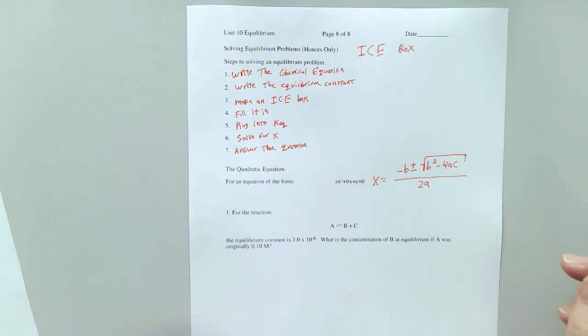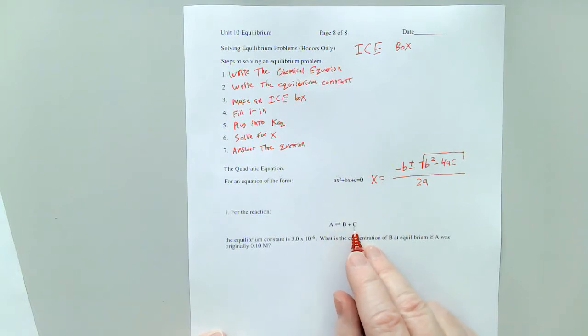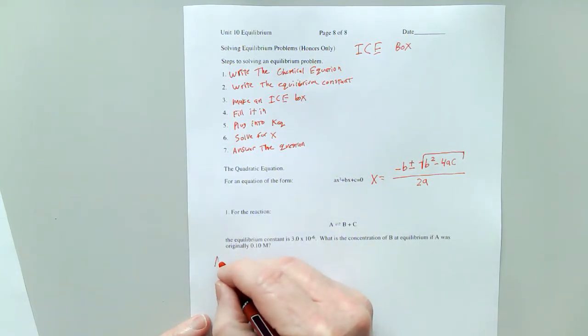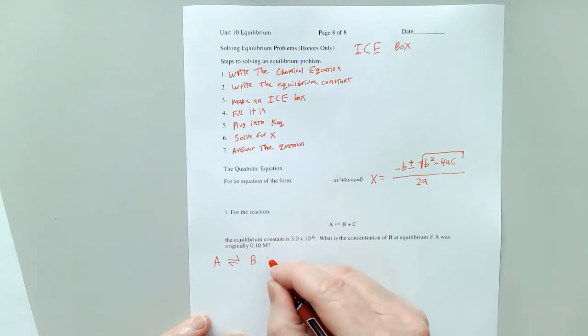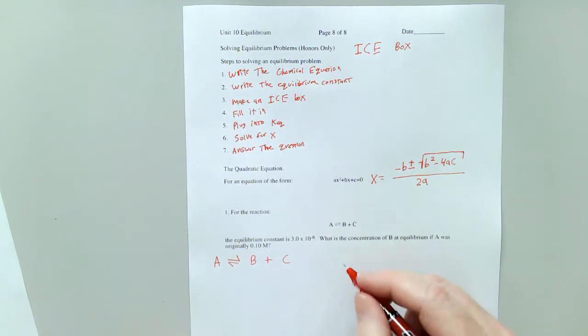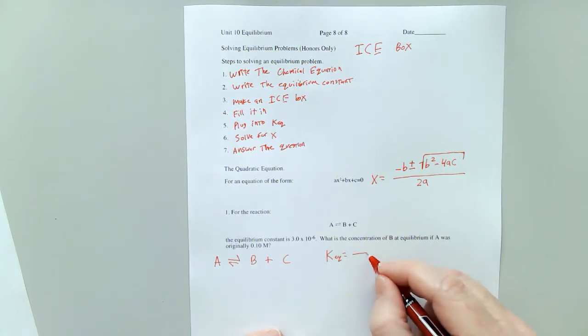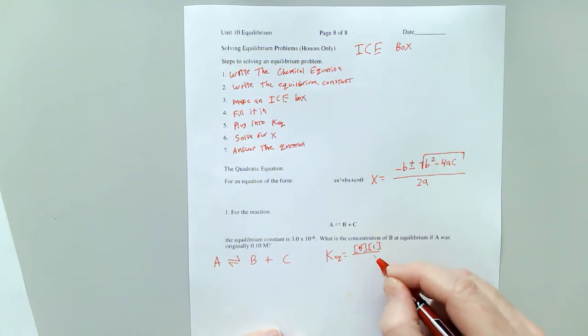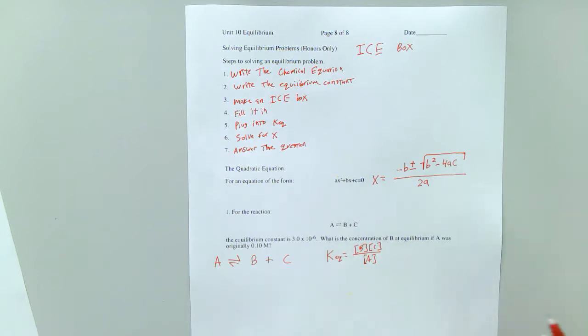Okay? So, I have this reaction. It's an equilibrium where A turns into B plus C. I know that KEQ is going to equal the concentration of B times the concentration of C over the concentration of A, and I'm assuming that's already balanced.